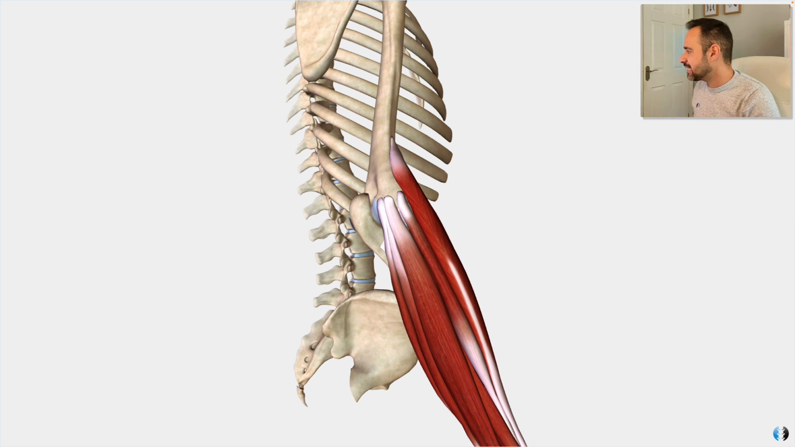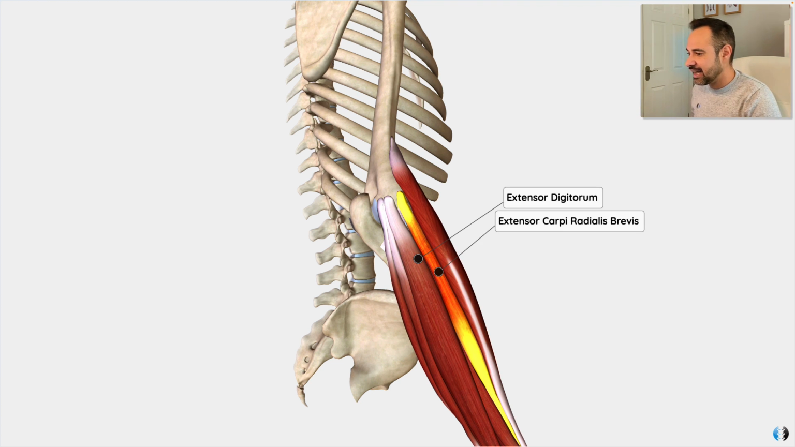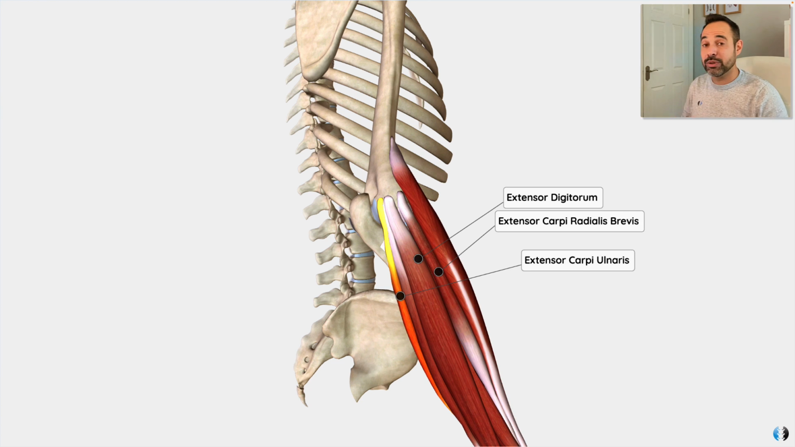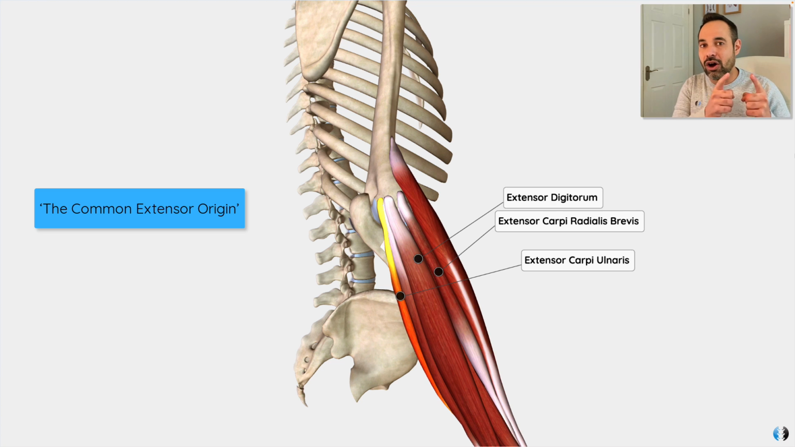So first of all, we can see extensor digitorum here, and we can see extensor carpi radialis brevis here, and extensor carpi ulnaris here. And these are all examples of muscles which insert into that lateral epicondyle. And more commonly, you'll see that in anatomy, this group of tendons where they all insert into the lateral epicondyle is commonly known as the common extensor origin.